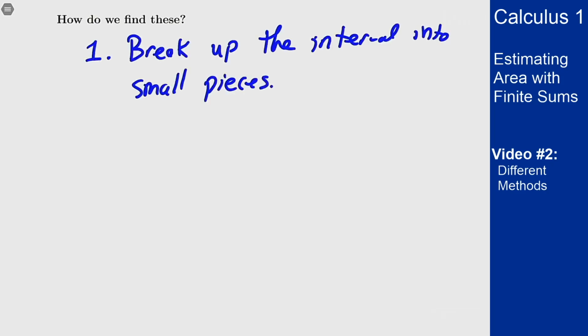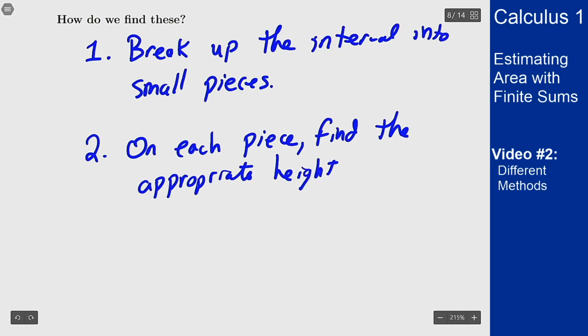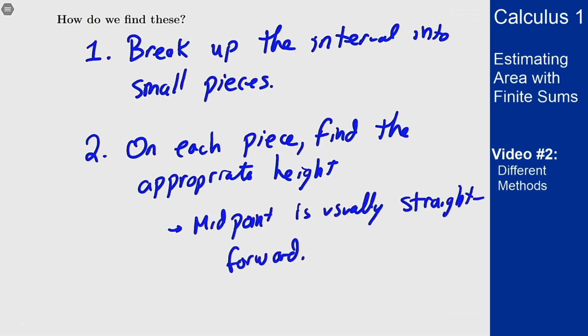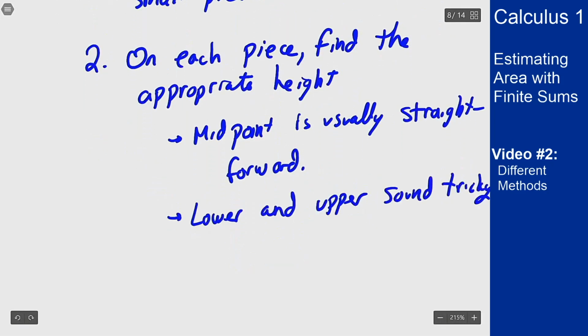How do we actually go about finding these? The basic idea is, step one, break up the interval into a bunch of little pieces. And then on each piece, you want to find the appropriate height. Midpoint's usually pretty straightforward. Lower and upper might sound tricky, looking for the smallest or largest point on the subinterval. But in basically every case, the lower and upper values are at one of the endpoints.